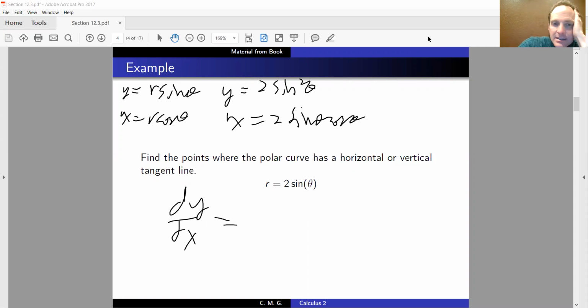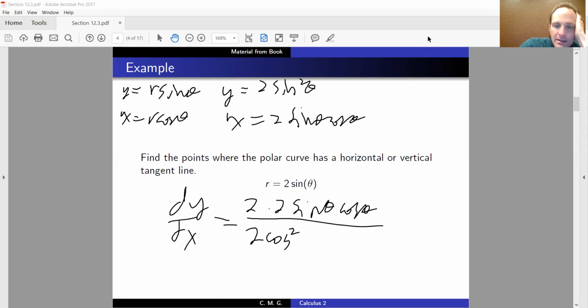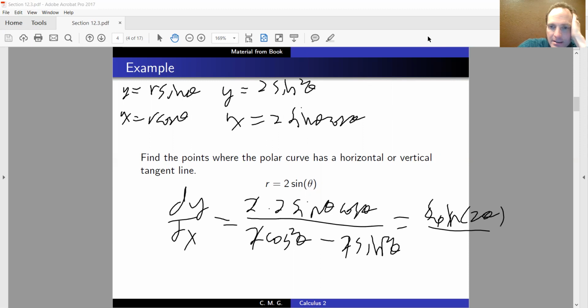I do the derivative again. This time I get 2 times 2 sine theta cosine theta divided by the derivative of the second, which is 2 cosine squared theta minus 2 sine squared theta. The 2 is going to cancel here. This top is again sine of 2 theta, and the bottom is just going to be cosine of 2 theta. So this is tangent of 2 theta.